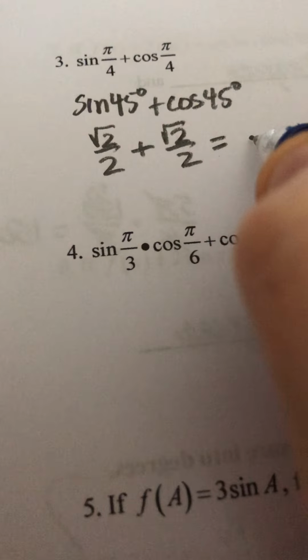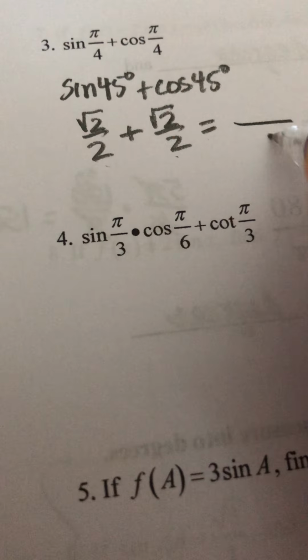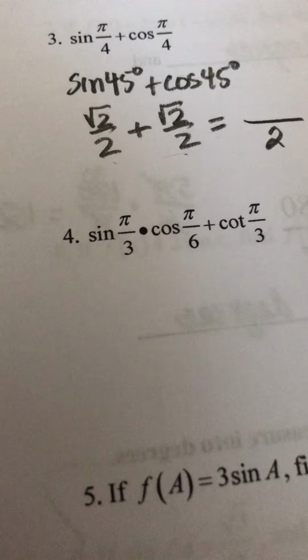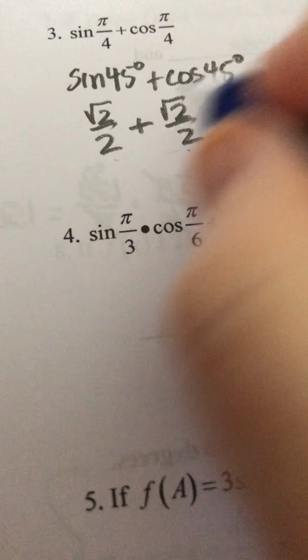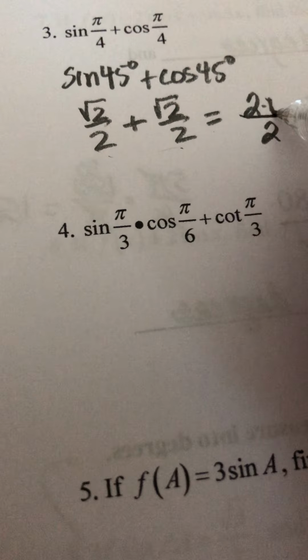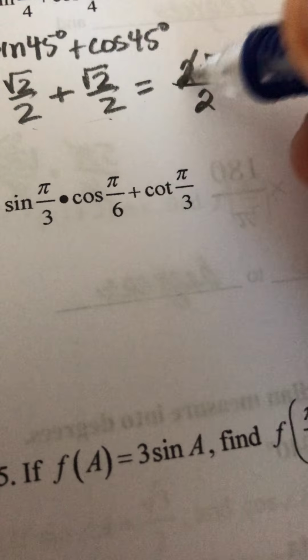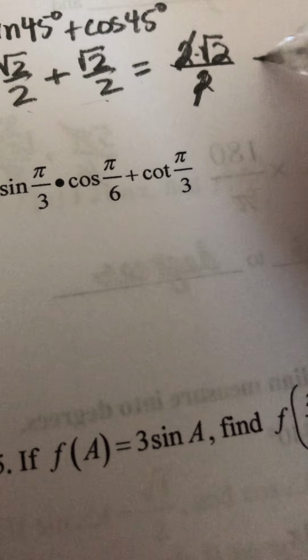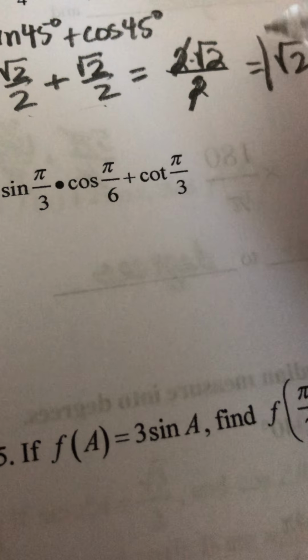Now we have to remember when we add fractions, we need a common denominator, which we have, so we keep that. It's going to be over 2. And rad 2 plus rad 2 is 2 rad 2's. So we have 2 rad 2 over 2. Those can cancel. And that just gives us rad 2 as our answer.